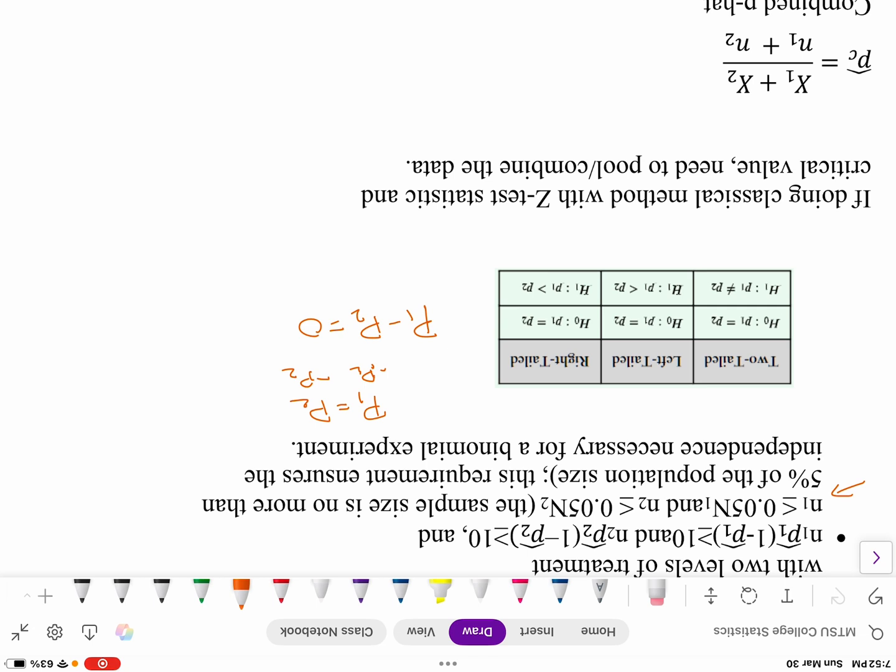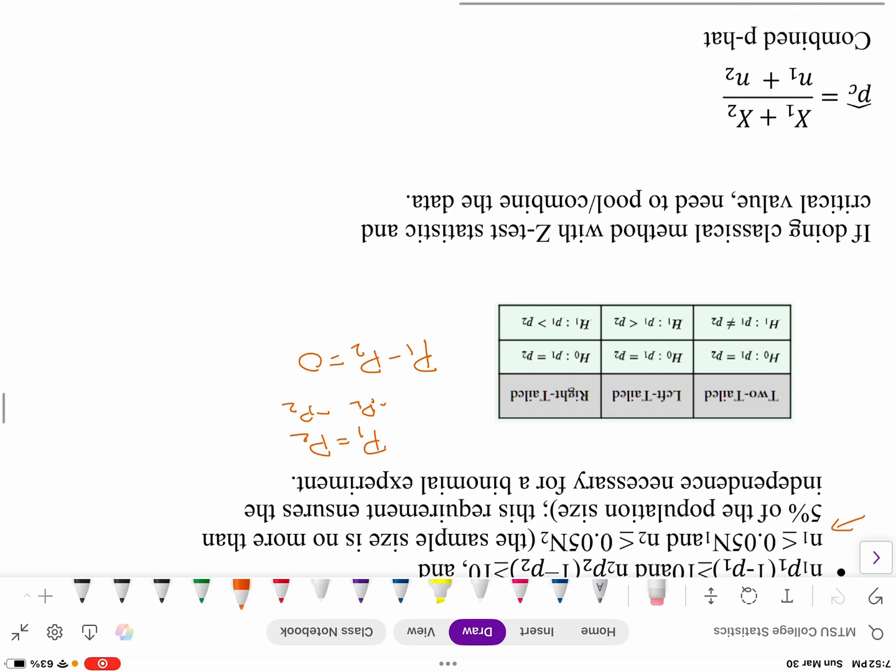Same thing with the alternative hypothesis. We have to make sure what we are doing, a left tail, right tail, or two tail. That dictates which type of inequality symbol we need to use.